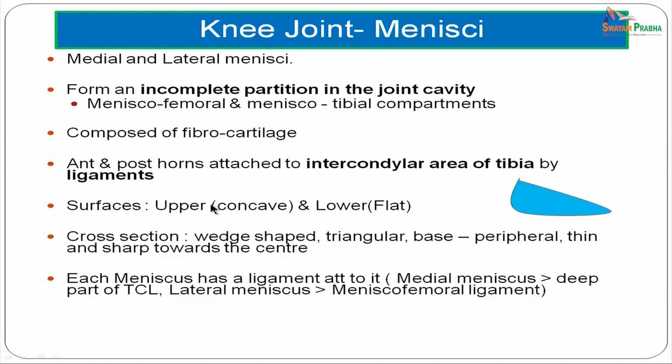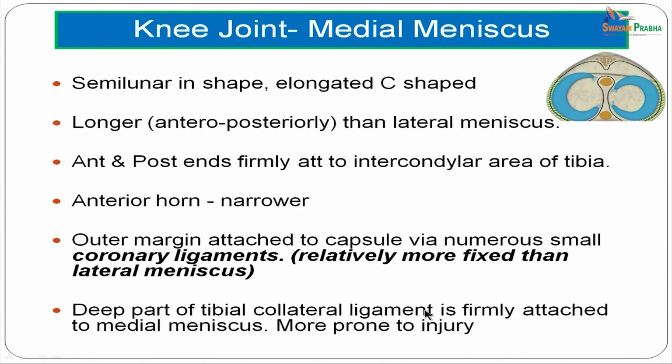The upper surface of the meniscus is concave and the lower surface is flattened. On a cross section, the menisci are wedge shaped with a triangular base towards the periphery and a thin and sharp area towards the center. Each meniscus has a ligament which is attached to it. The medial meniscus has the deep part of the tibial collateral ligament attached to it, as we have seen in the earlier part of the lesson, and the lateral meniscus also has a ligament attached to it, which is the menisco-femoral ligament. Now, we will look at the menisci one after another.